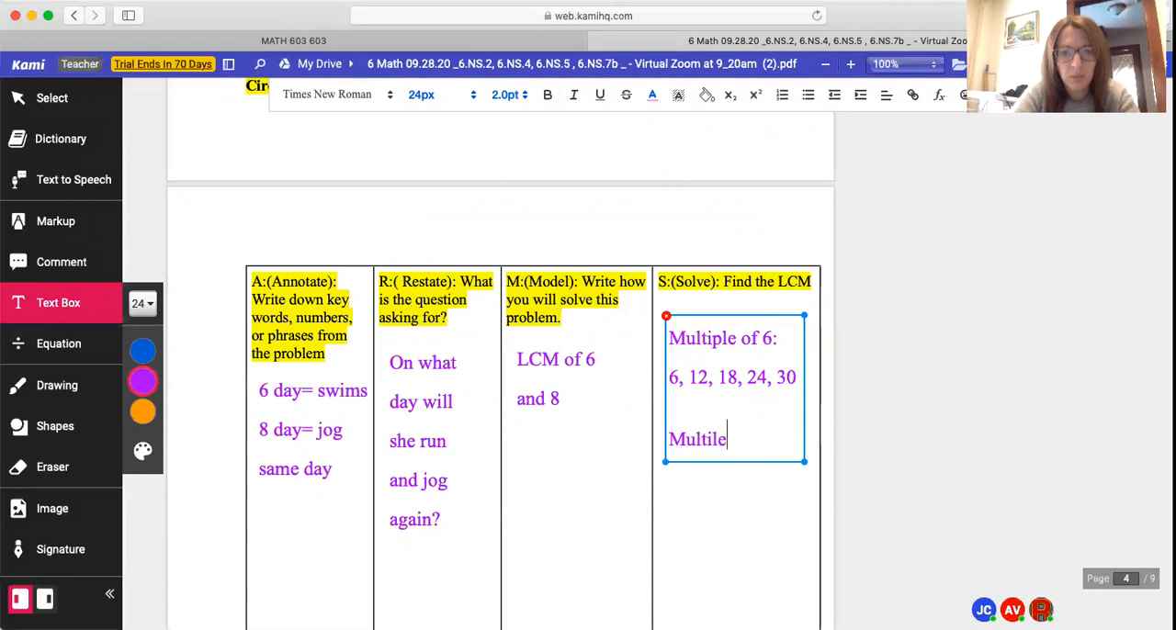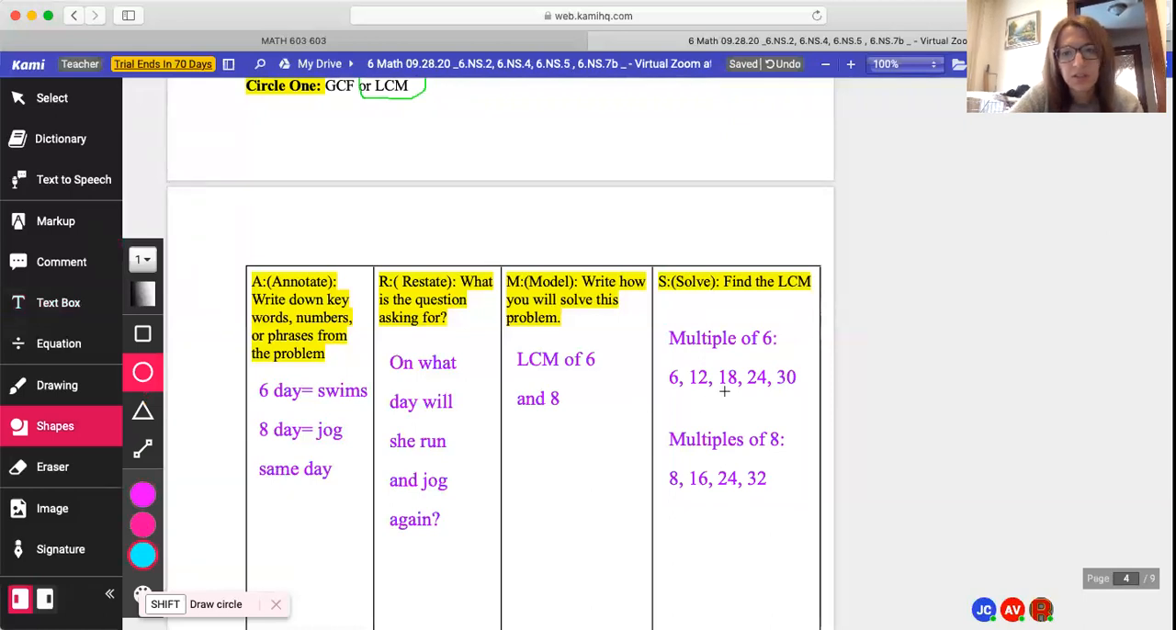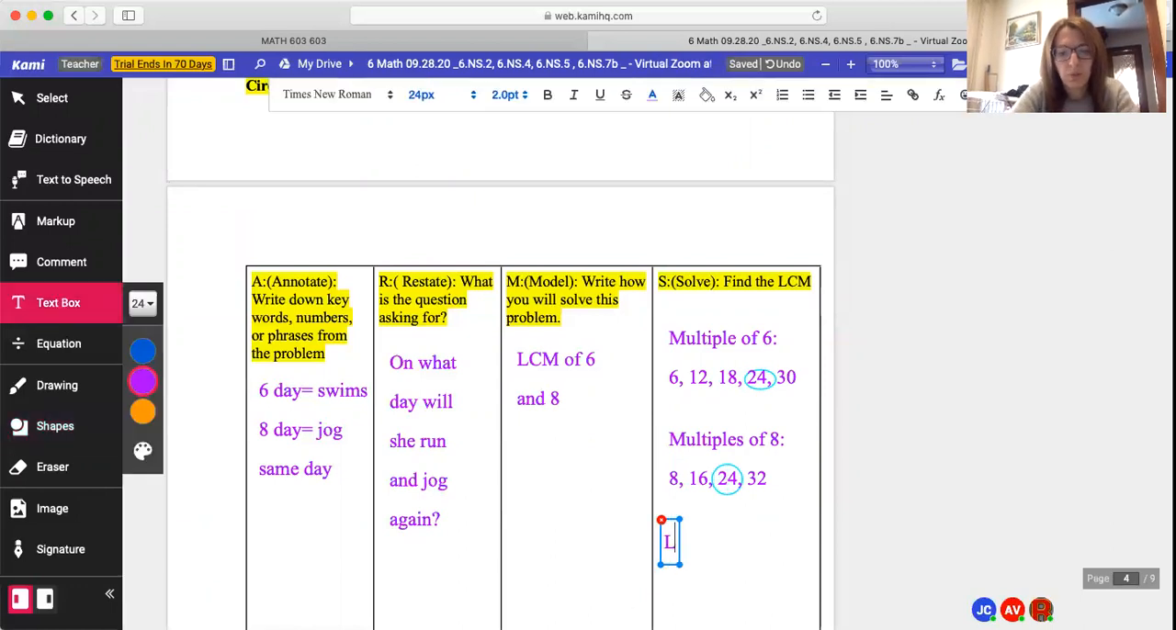Now we're going to find the multiples of 8. We're going to skip count by 8. 8 times 1, 8. 8 times 2, 16. 8 times 3, 24. 8 times 4, 32. Now, we've got to figure out what number they have in common. So when we look here, we can clearly see that they share a 24. So the LCM is 24.